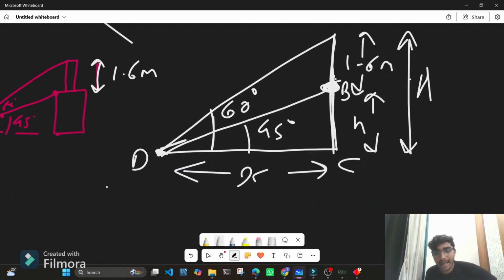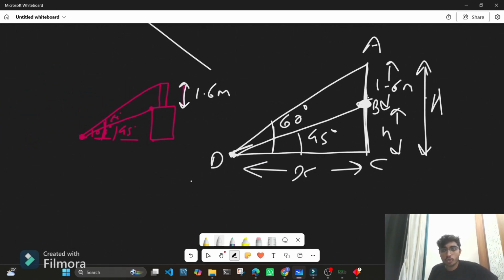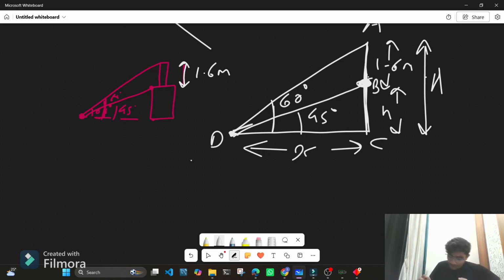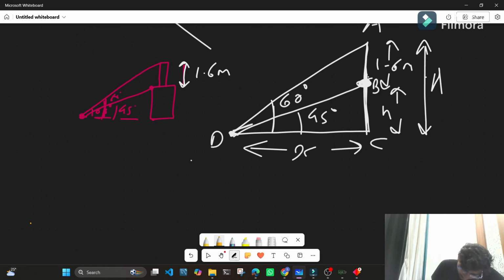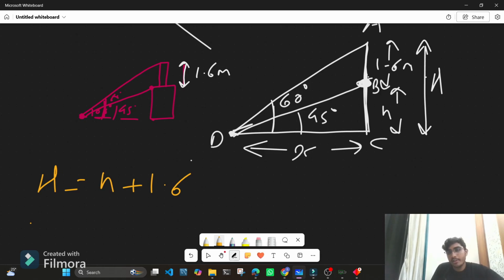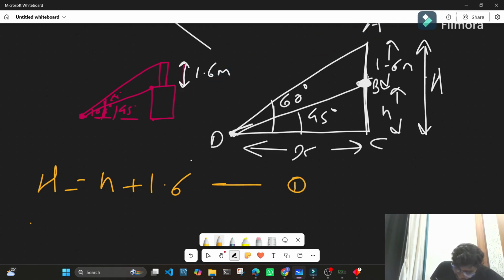Now we would apply the concepts of trigonometric ratios to find the value of small h. Our solution begins like this. Capital H is equal to small h plus 1.6. The units are in meters, so we'll calculate everything in meters only. Let us say this is equation 1.